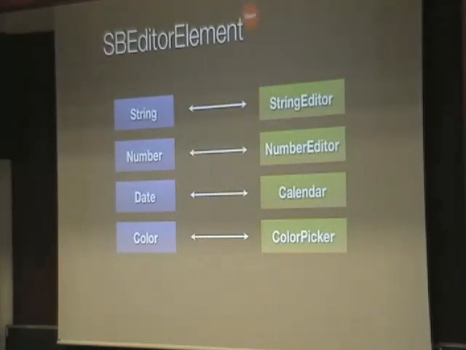You also got an editor element, for example, that can edit any object. You say, just call this method, and the object that gets returned from this method, create an editor for this, and display it on the internet. So for strings, we got a string editor. For dates, we got a calendar. Or for colors, we got a color picker.